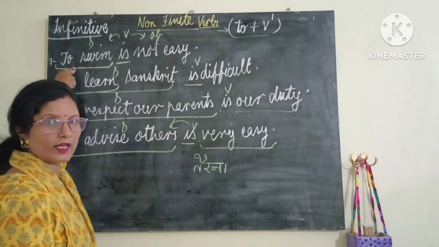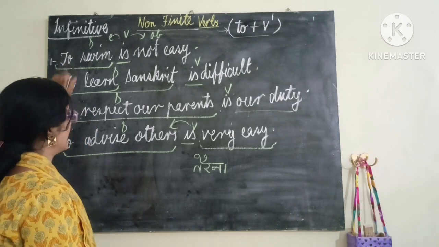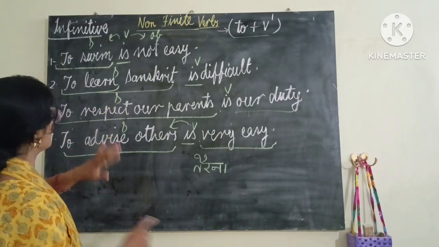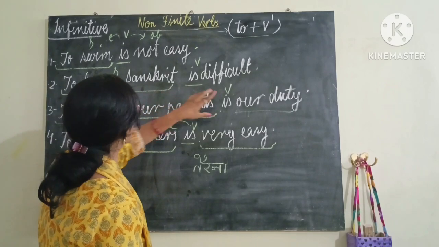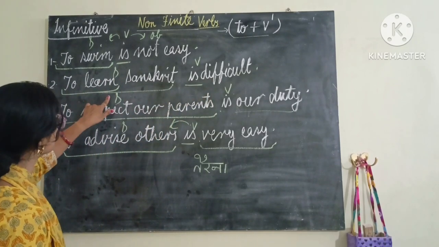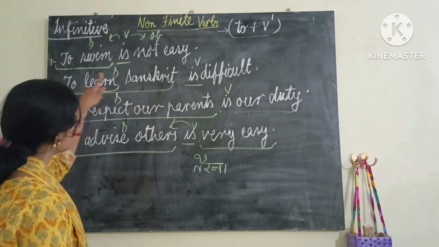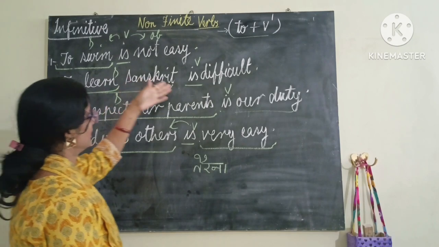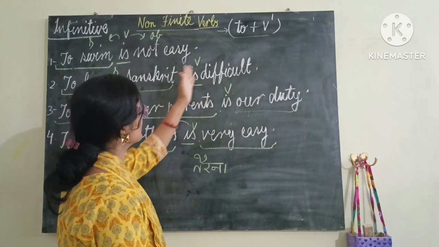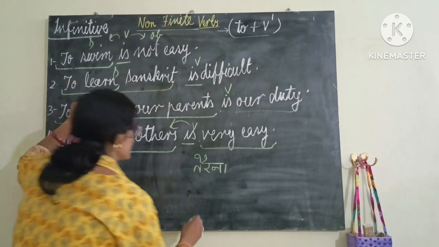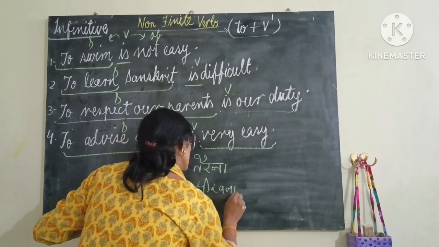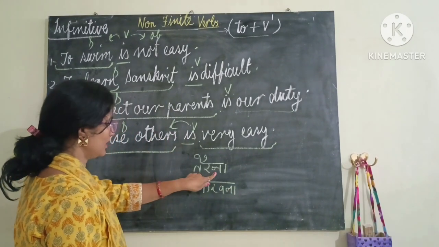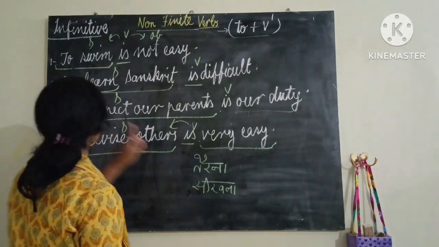You know, gerund also has some hints, but when I explain that, I will show how to differentiate them. To learn Sanskrit is difficult. To learn Sanskrit means Sanskrit सीखना. Is difficult means मुश्किल है. Here सीखना. तैरना has the "na" letter, सीखना has the "na" letter.